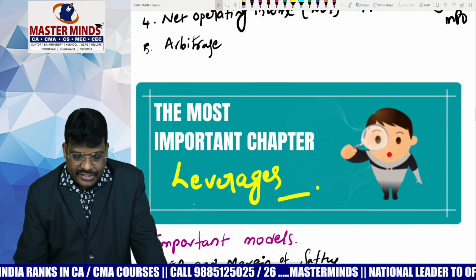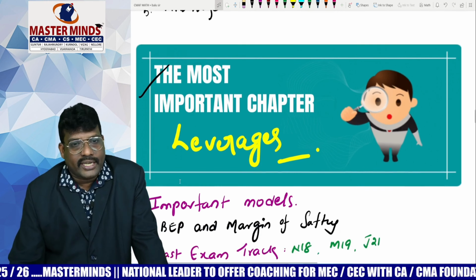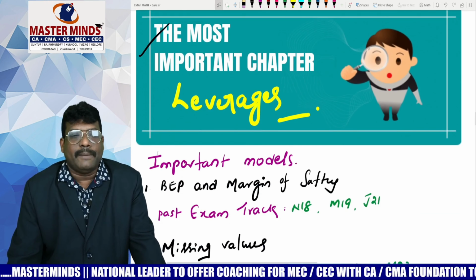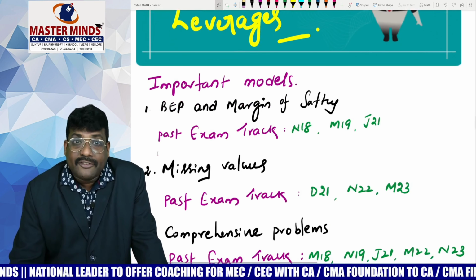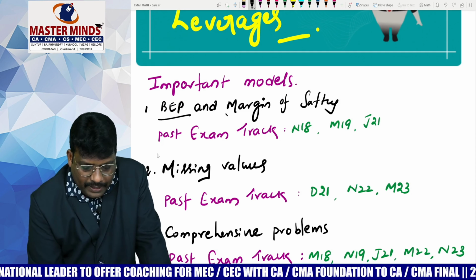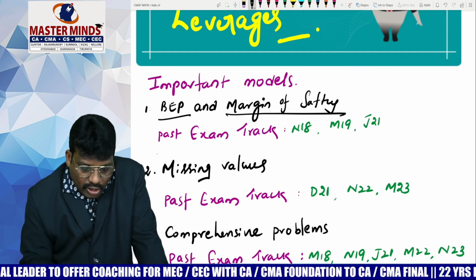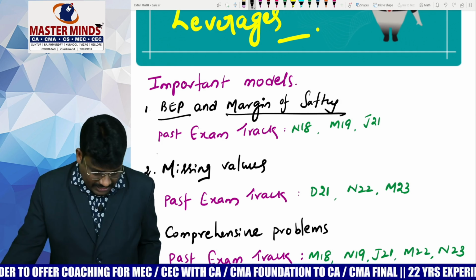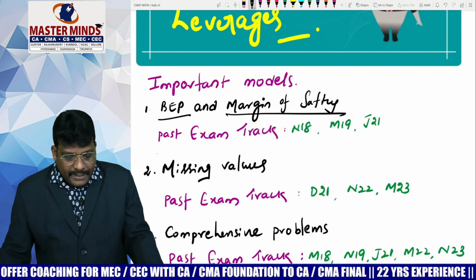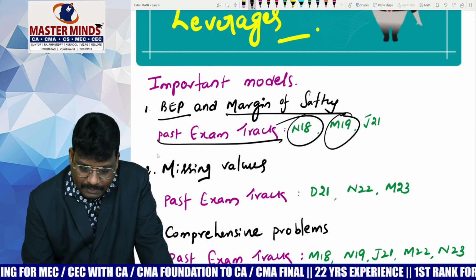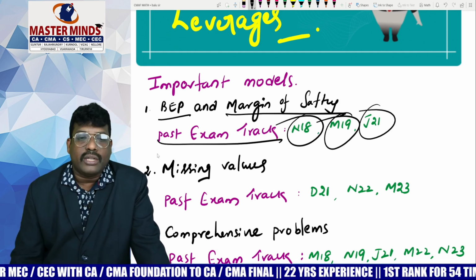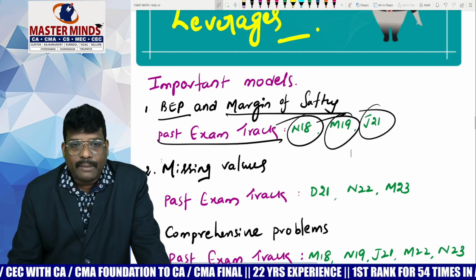Thereafter, leverages. Leverage is the risk associated with a company having fixed financial commitments. That is the theme of this chapter. What are the most important models they have been asking from this chapter, dear students? BEP and margin of safety. Based on income statement preparation and calculation of leverages, they have been asking from this chapter. In past exams, if you understand, November 18, May 19 and June 21 they asked. So this is very, very important.